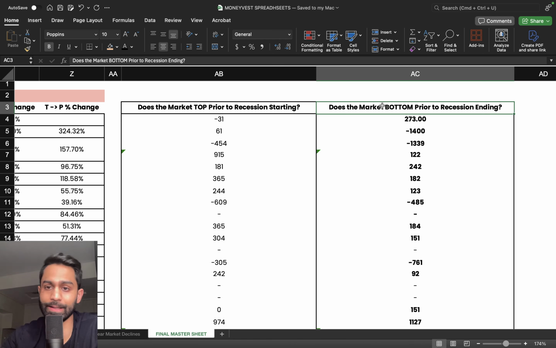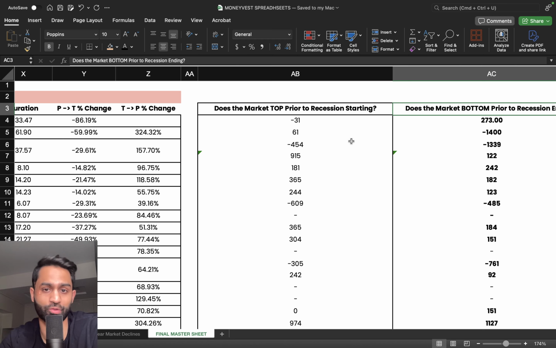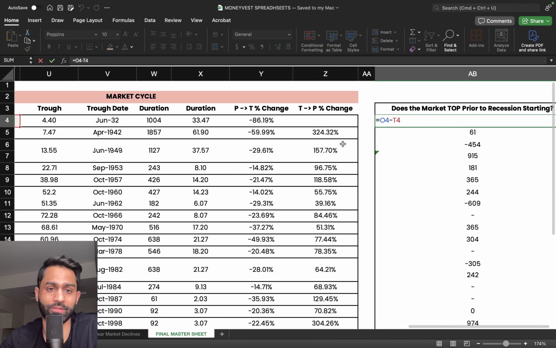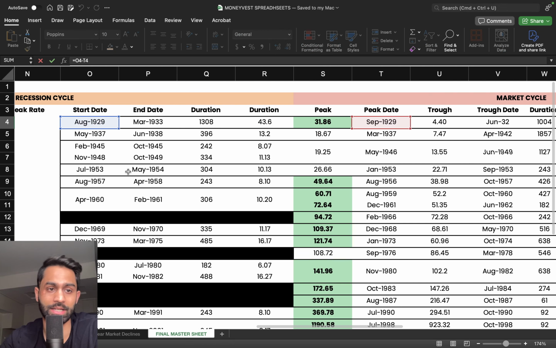Okay. So what we've done is essentially taken the 2 dates and subtracted them to understand whether this number is positive or negative. So if you take a look at this, for example, negative 31. I've taken the start date of the recession and subtracted it from the peak date for the S&P 500. You'll notice that August 1929 was the start of the recession, and September 1929 was the peak for the S&P 500. So the recession in this case started a month earlier than the actual peak in the market.